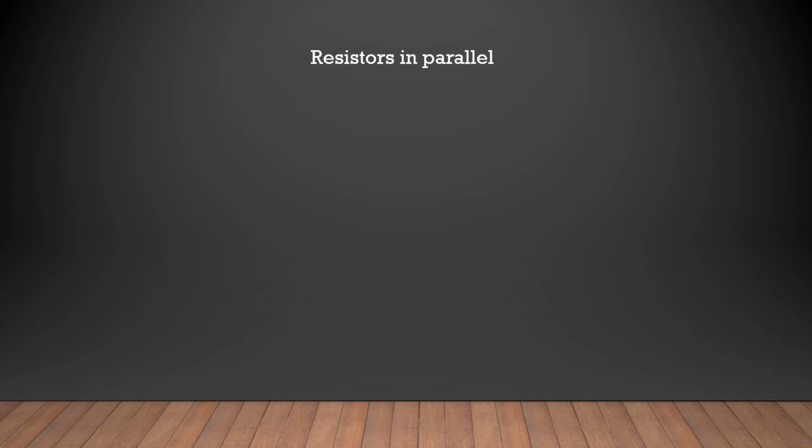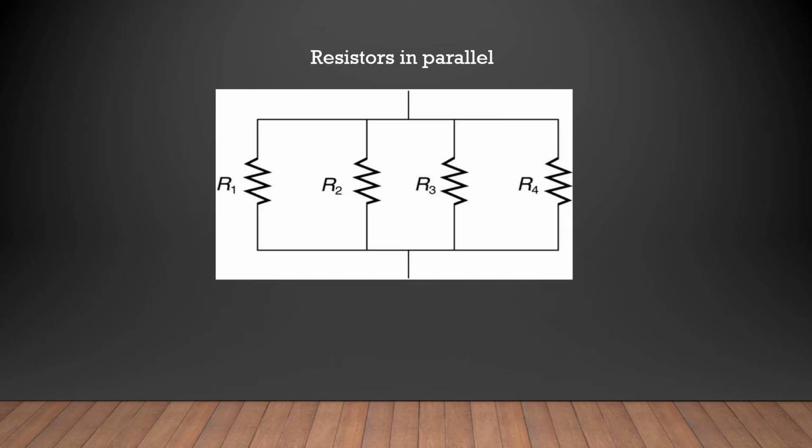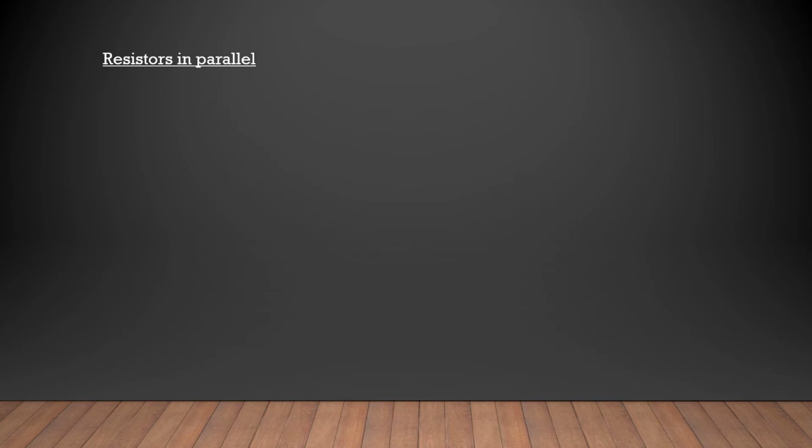Now we are moving on to the resistors which are connected in parallel. This is how resistors are connected in parallel. Here we have 4 resistors R1, R2, R3 and R4. They are connected in parallel.